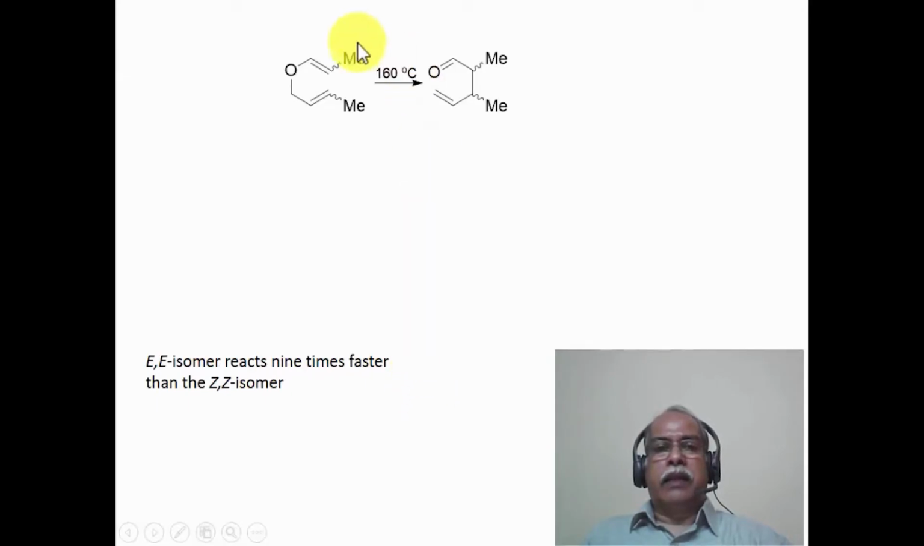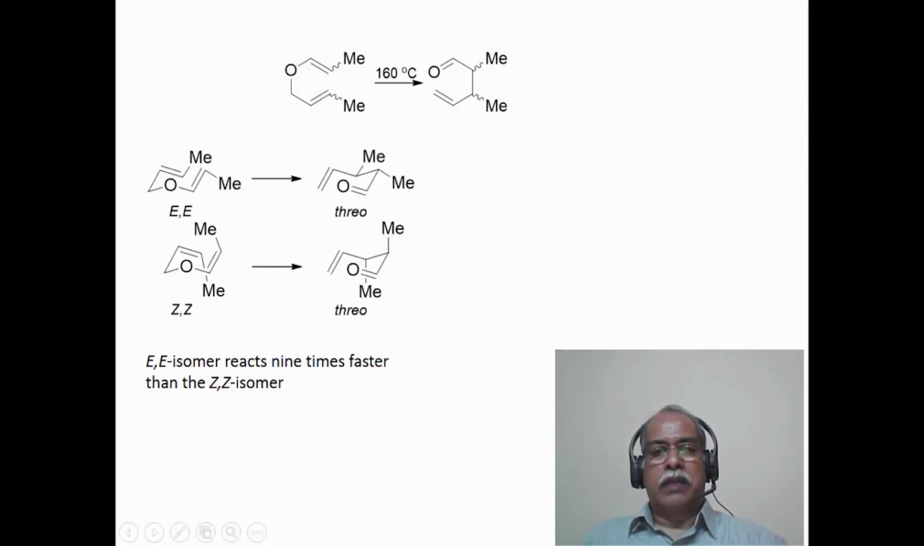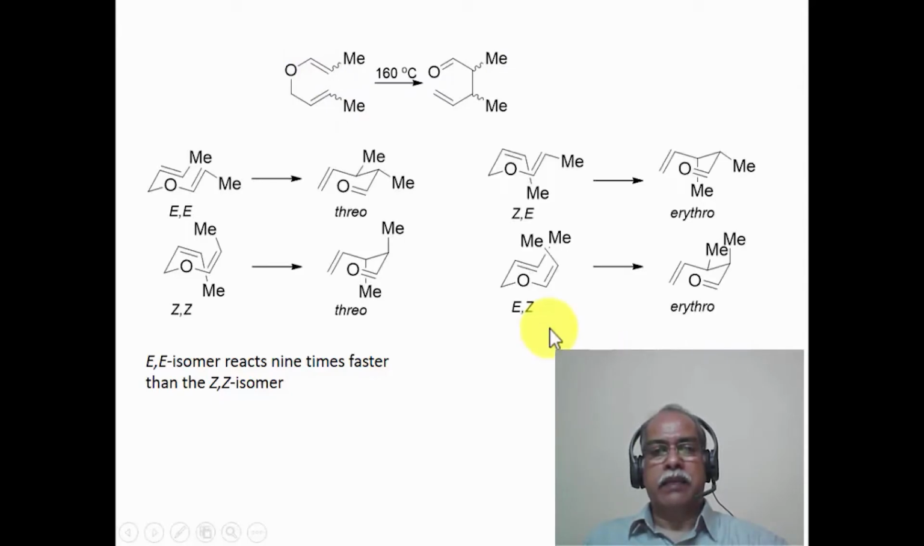Now, if you consider the dimethyl substituted allyl vinyl ether, the stereochemistry of the product that is formed is going to be highly dependent on the stereochemistry of these two double bonds. If you consider the various isomers that are possible here, for the vinyl group you can have the E isomer as well as the Z isomer. Similarly, for the allyl group also, you can have the Z isomer or the E isomer, as represented in this particular case.